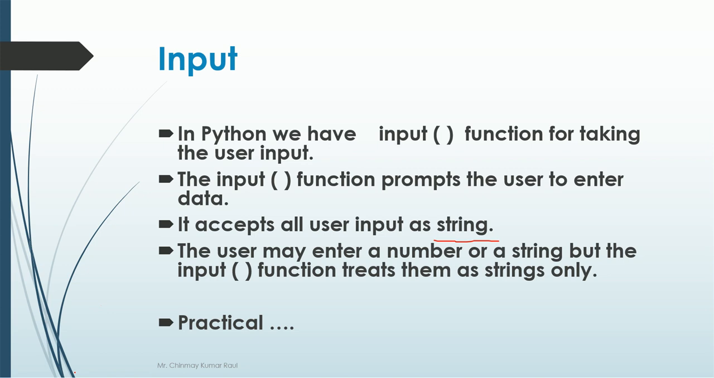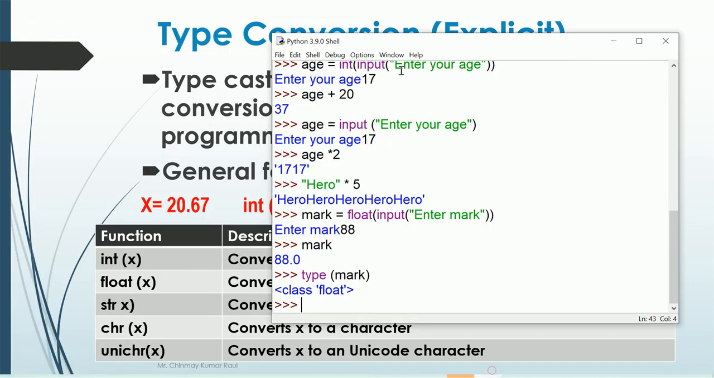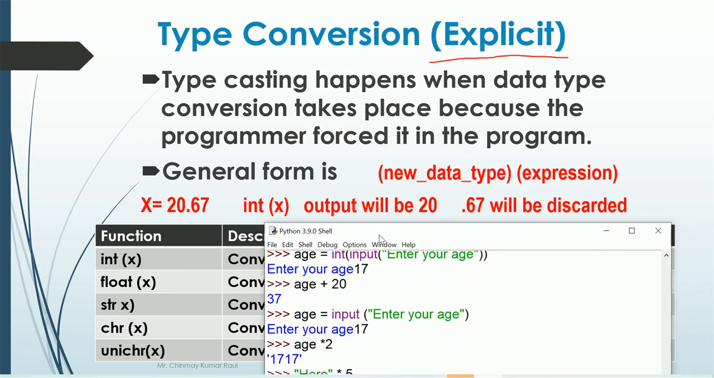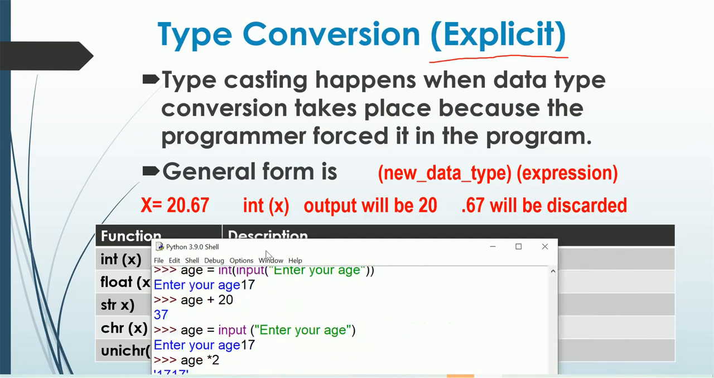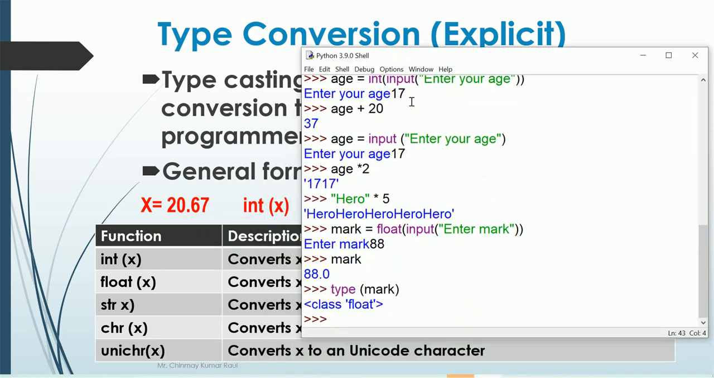Now we are proceeding to the next one. Explicit type conversion, also called typecasting, happens when data type conversion takes place because the programmer forced it in the program, right? हमने न्यू डाटा टाइप में कन्वर्ट कर लिया, इसको बोलते हैं explicit data type, right? In practical I will show you. Suppose new data type, then the expression, like x equal to 20.67. हम उसको करके दिखा देता हूं मैं यहाँ पे.